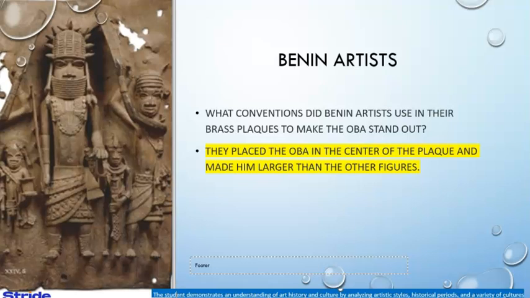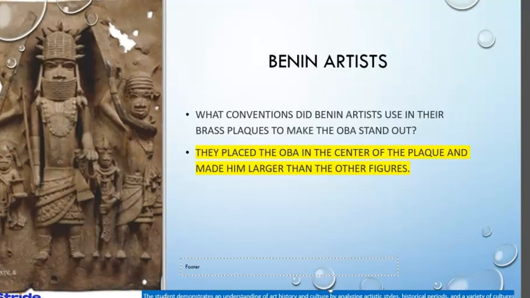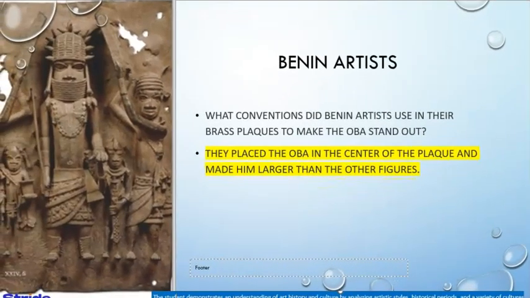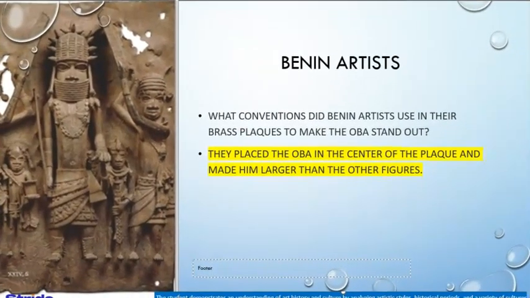So for Benin artists, Benin art is known for bronze and ivory sculptures. What conventions did Benin artists use in their brass plaques to make the oba stand out? They placed the oba in the center of the plaque and made him larger, as you can see, than the other figures.